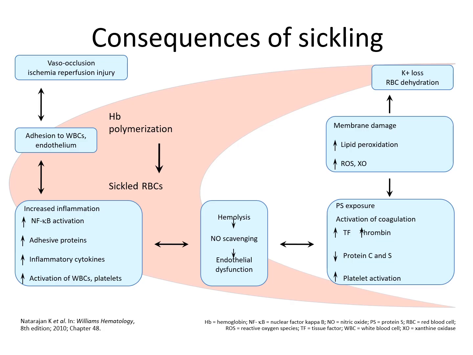Now, the consequences of sickling, again, hemoglobin polymerization, increase in inflammation on the left hand side of this slide, adhesion of WBC to the endothelium, vasoocclusion, hemolysis, activation of coagulation, red cell dehydration, and membrane damage.